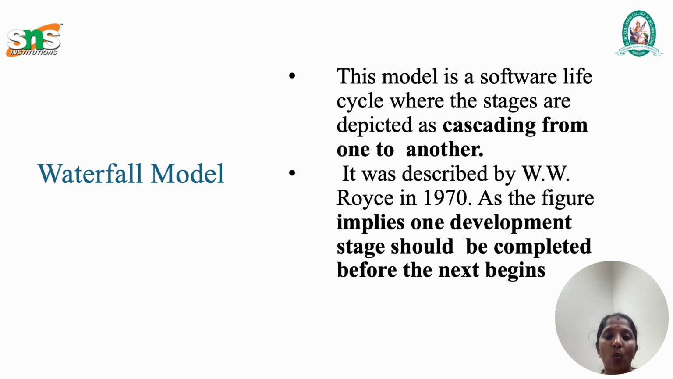Now we will see the first one, the waterfall model. This model basically depicts cascading from one stage to another. What do you mean by cascading? It means there are 5 stages, and once each stage is completed, it goes on to the next stage. The first stage, once completed, moves to the second stage, and the second, once completed, goes to the third. That is cascading from one to another. It was described by W. Royce in 1970.